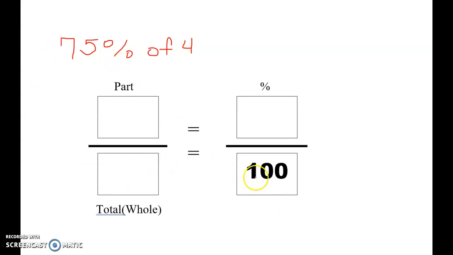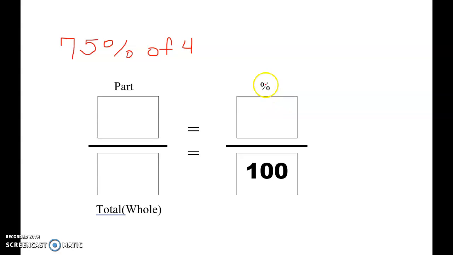So when problems are written like this, you have two numbers. You're going to have your percent. You got 75%, and you have of 4. Remember when we talked about our key action words, of was one of the key action words that stood for multiplication. So this right here should tell you that you're going to multiply something.